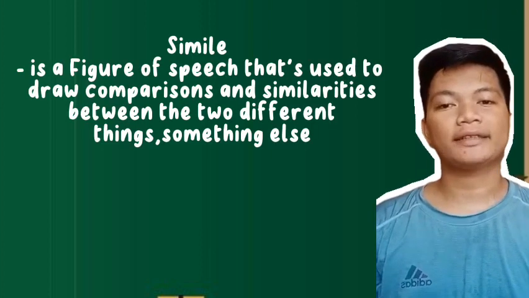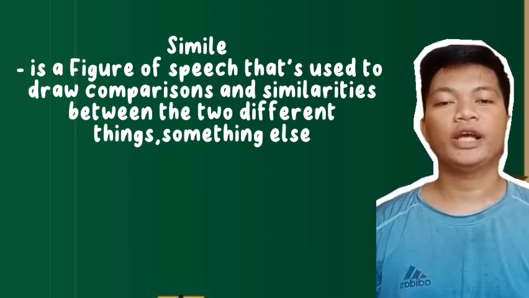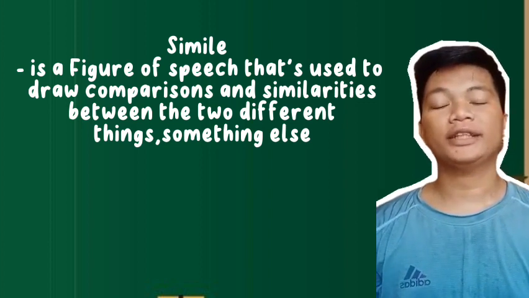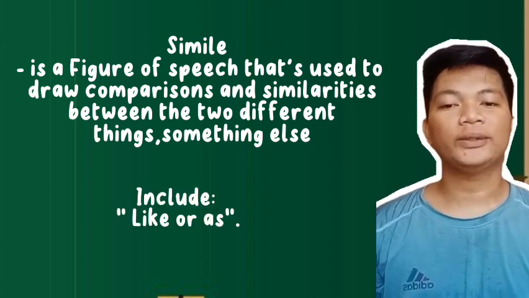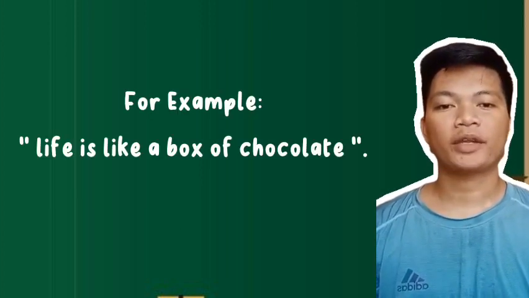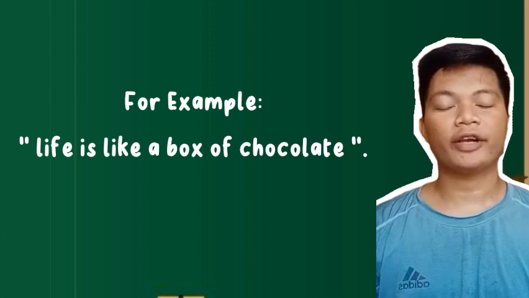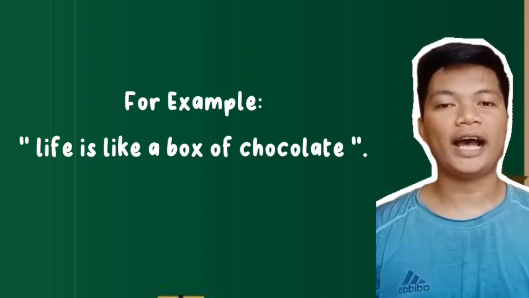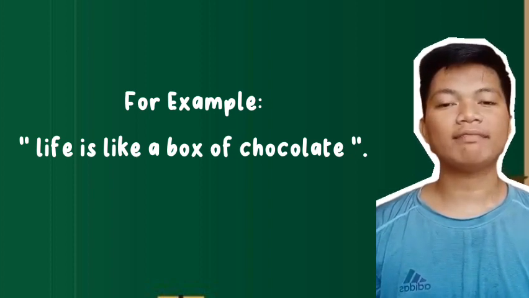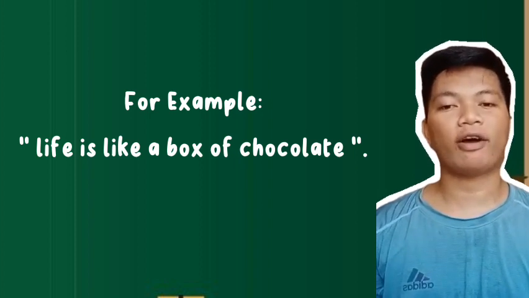The simile is a figure of speech that is used to draw comparisons, similarities between two different things. Generally speaking, a simile will include the words like and as. So, for example, life is like a box of chocolates. So the word like makes it a simile because, generally speaking, a simile will include the words like or as. So the sentence says life can be described as similar to a box of chocolates.